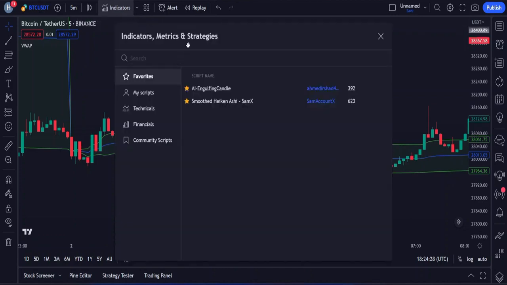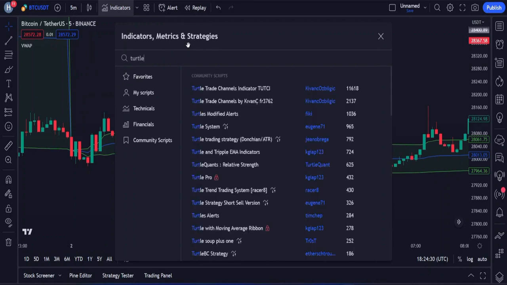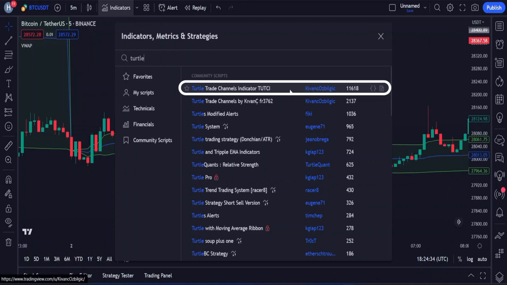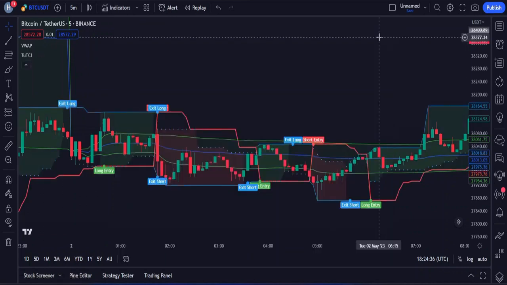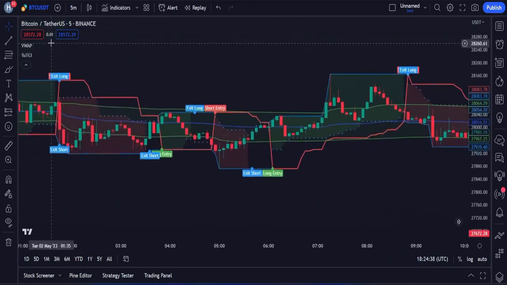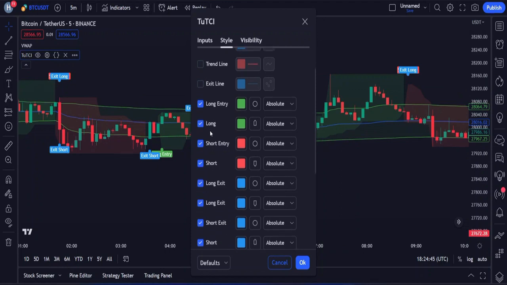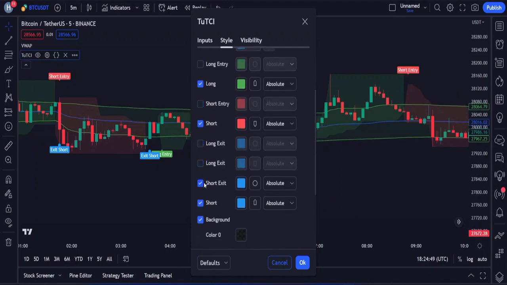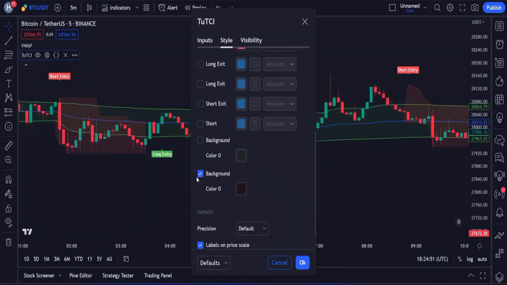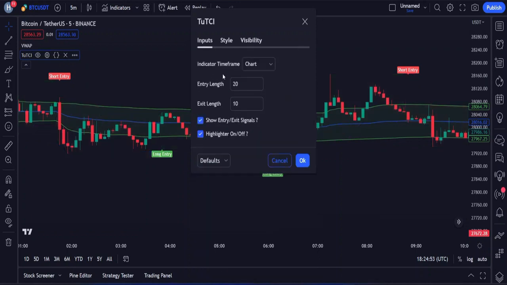So in the search bar of the Indicators tab, we will search for the Turtle Trade Channel indicator. Make sure you select this one by Kivanc Ozbilgic. This indicator requires some modifications to work. So for that, we will access its settings, and in the Style section, uncheck these options. We will not need them in our strategy, and they just make the chart harder to read. So after you have carefully unchecked all these options, access the Input section and change the entry length to 12.